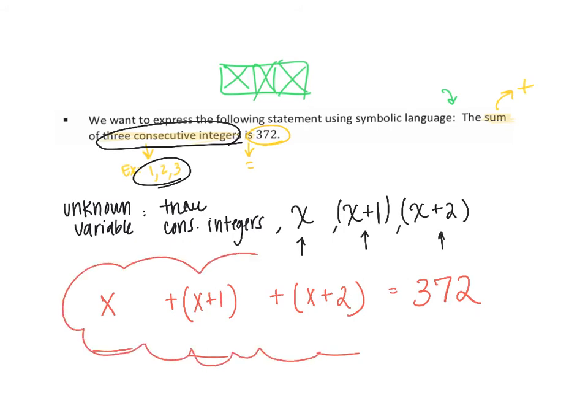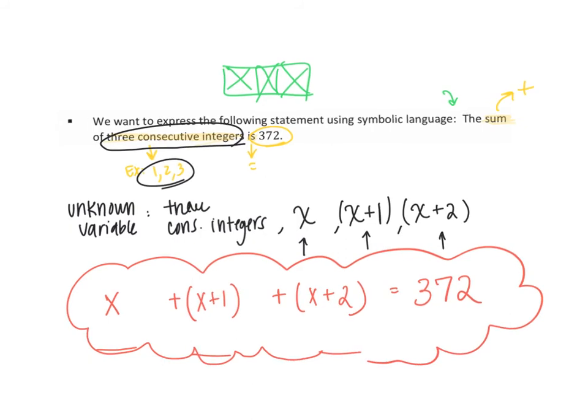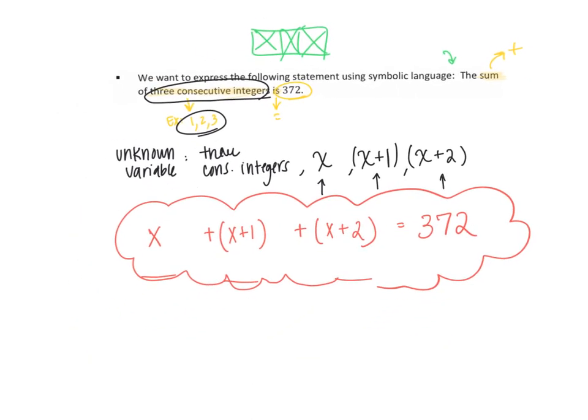I'm going to check one time to make sure I have every component here. But this one's pretty short and sweet, so I know that I do. All right, the sum, we have plus signs, of 3 consecutive integers, x, x plus 1, x plus 2, those are my 3 consecutive integers, is 372, and we are done here.